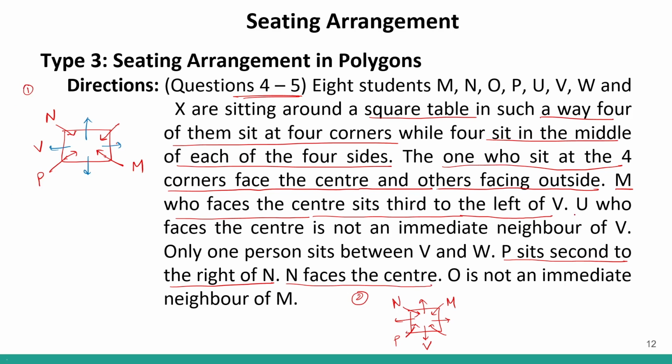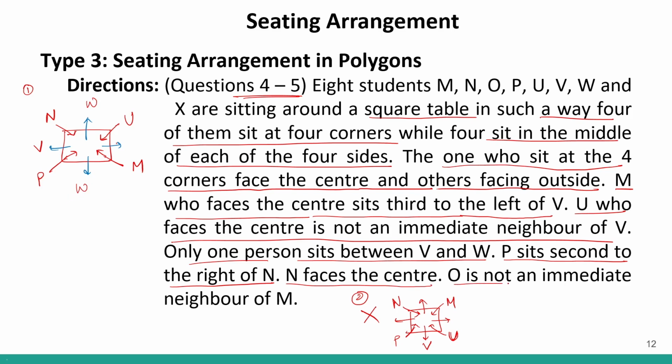Now, U also faces the center, is not an immediate neighbor of V. So over here we have only one position left for U, which is an immediate neighbor of V. So this is incorrect. Over here we have one position for U, and it is not immediate to V. Therefore, we can sit him over here. Now, only one person sits between V and W. So between V and W, W can be over here also and W can be over here also.